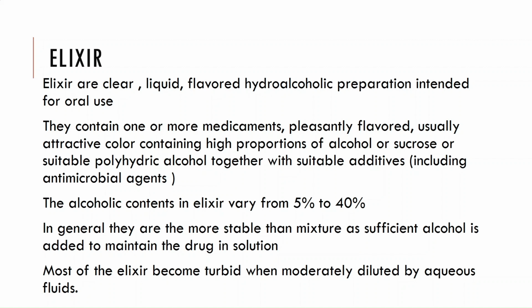Okay, pleasantly flavored, usually attractive color, containing high proportions of alcohols, or sucrose, or a suitable polyhydric alcohol together with a suitable additive. An example of a polyhydric alcohol that we looked at, we have a dihydric alcohol, that is propylene glycol, and then a trihydric alcohol or polyhydric alcohol is our glycerol. If you look at the structure of glycerin, we see that it has 3 hydroxyl groups. If you look at the structure of propylene glycol, it has 2 hydroxyl groups, together with suitable additives, including antimicrobial agents. The alcoholic content in elixir varies from 5% to 40%. In general, they are more stable than mixtures, as sufficient alcohol is added to maintain the drug in solution. Most of the elixirs become turbid when moderately diluted by aqueous fluids.